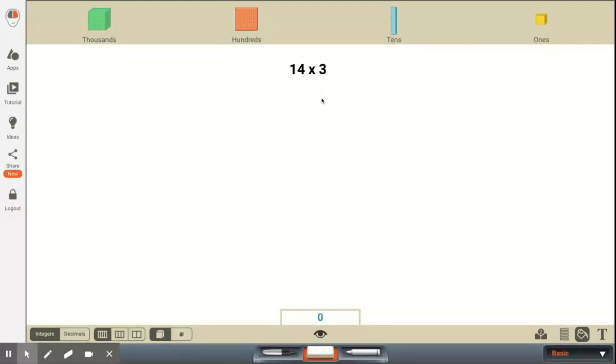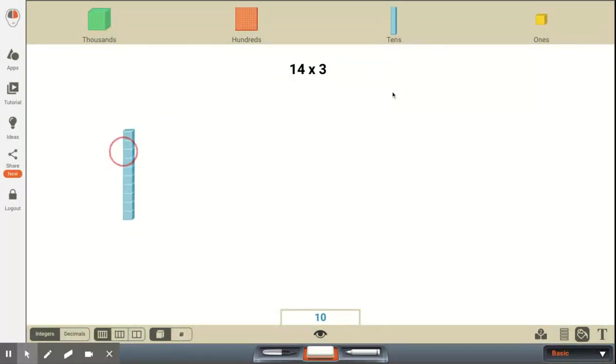So normally this would mean I'm repeatedly adding 3 14 times, or since I can use the commutative property, you can look at it as adding 14 3 times. I'm going to do today's model using base 10 blocks. So 14 times 3, I'm going to construct or compose 14 3 times.